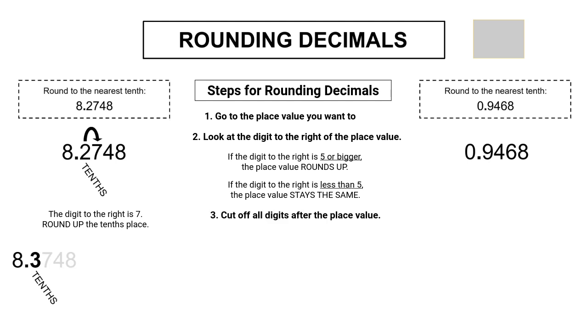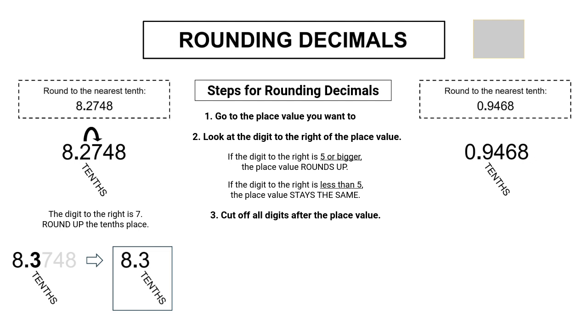And finally, for the last step, you cut off all digits after the place value. So we're going to cut off everything after the tenths place, so the final answer will be 8.3. Now let's look at the example on the right. Once again, we're going to round to the nearest tenth. Step 1, go to the place value you want to round. That 9 is in the tenths place.